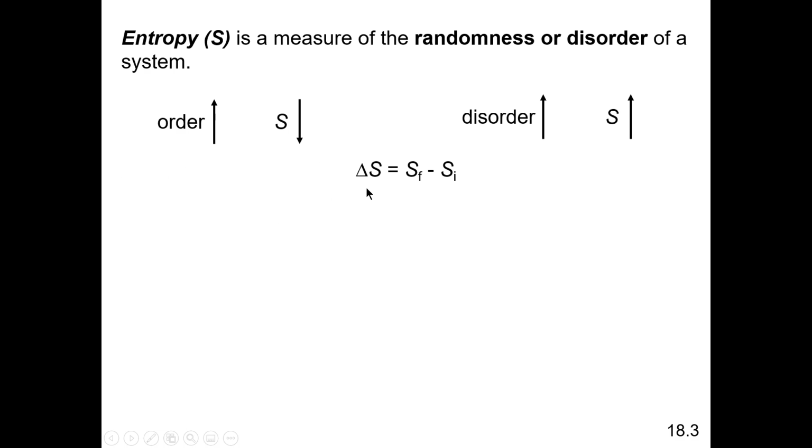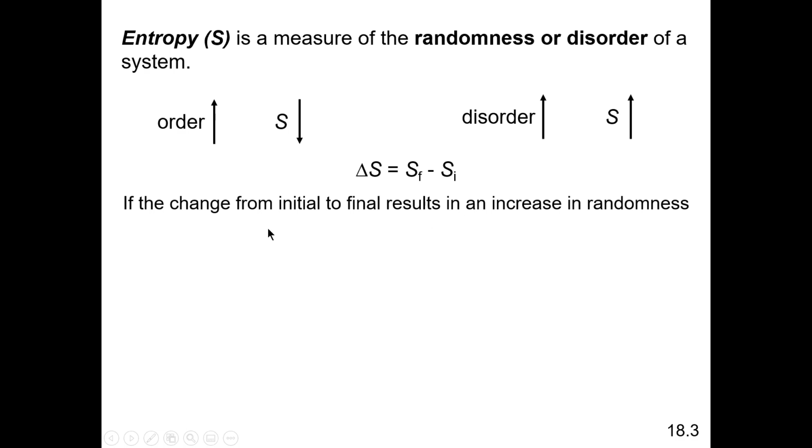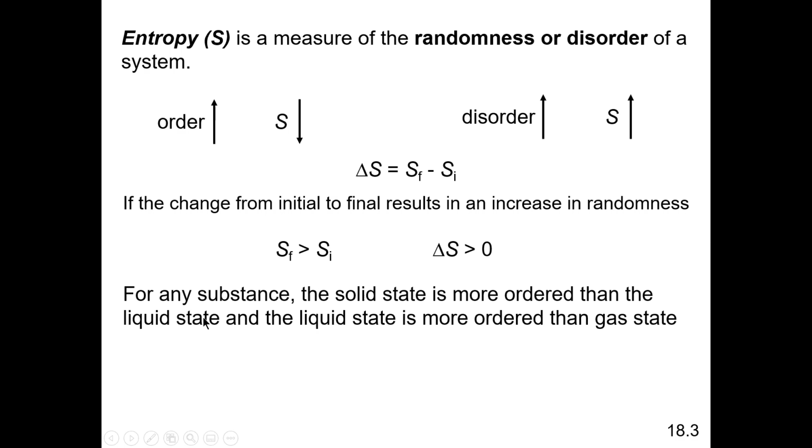But basically, we can determine the change in entropy, which would be the final entropy value minus the initial entropy value for a process or a reaction. All right. So if the change from initial to final results in an increase in randomness, that means that the final value of the entropy for that process would be greater than the initial. In other words, delta S would be positive. On the other hand, if the change from initial to final corresponds to a decrease in randomness, then delta S would be negative.